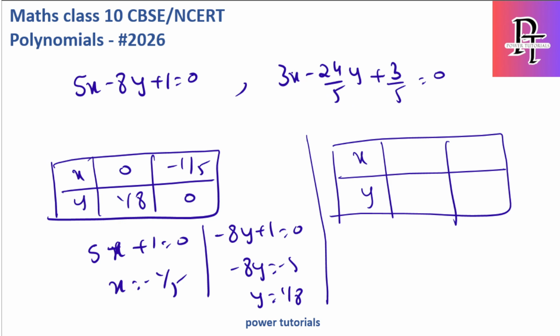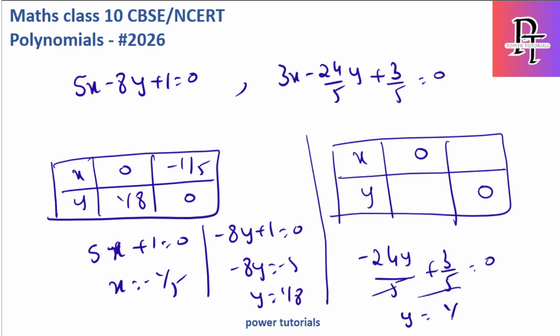Okay, same method I will use here. If I keep x as 0, I will get minus 24y by 5 plus 3 by 5 is equal to 0. 5 gets cancelled out, so the y value will be 1 by 8. In the same way, if I keep y as 0, it will become 3x is equal to minus 3 by 5, then the x value is minus 1 by 5. So I can say that both the values are the same.